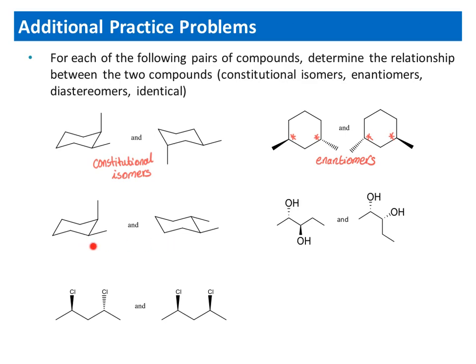Now, if you look at these two molecules, again, same molecular formula, same bond connectivity, so they are not constitutional isomers. We need to think about stereoisomers. In this one, both methyls are pointing in the same direction. However, in this one, one of them is pointing this way, the other one is pointing that way. So this is the cis isomer, this one is the trans isomer. And we already talked about that. Cis and trans are diastereomers.